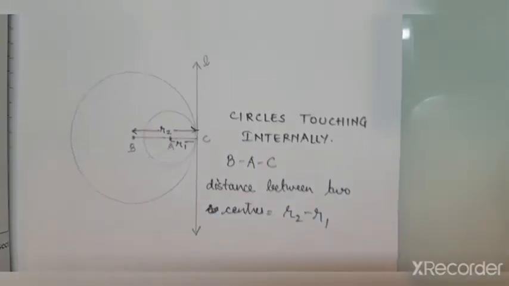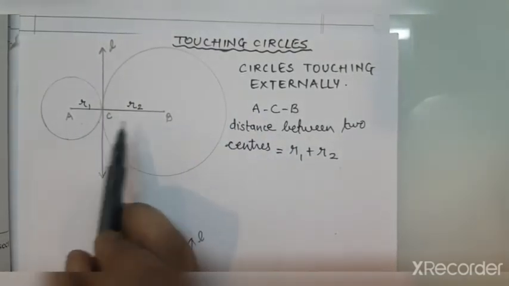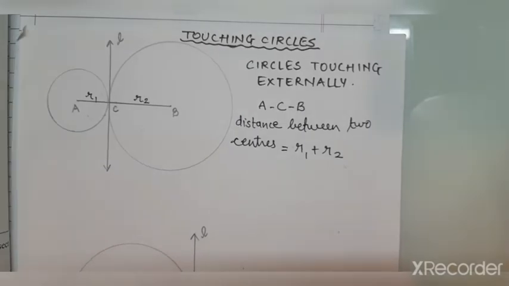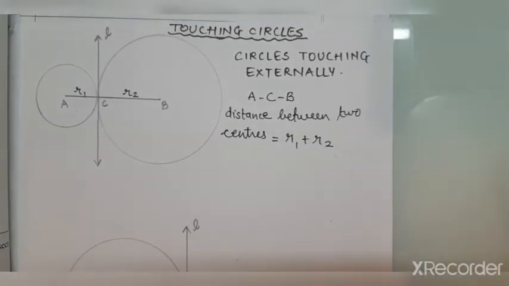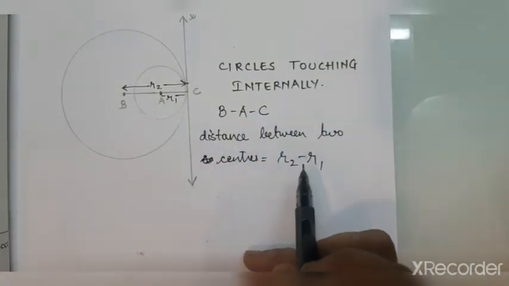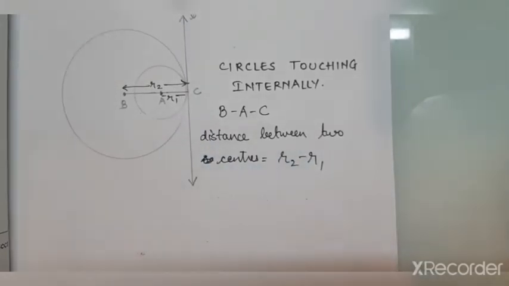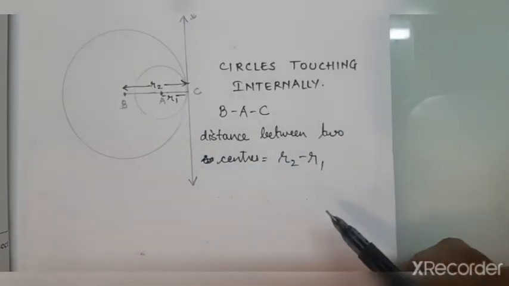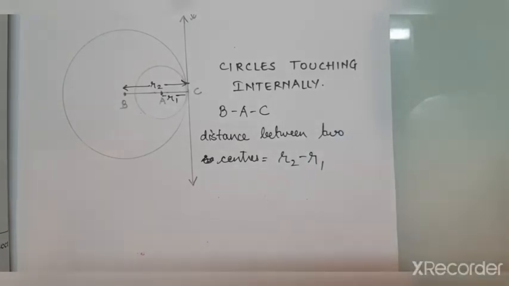So when the circles are touching externally, it is the sum of the radii, R1 plus R2. R1 is the radius of the smaller circle, R2 is the radius of the bigger circle. And when they touch internally, then it is R2 minus R1. R2 is the radius of the bigger circle and R1, same as we have considered, is the radius of the smaller circle. So R2 minus R1 when it is internally touching each other.